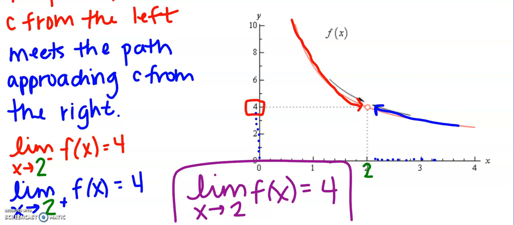Now again, doesn't matter that there's a big pothole here at 2, okay? Doesn't matter that we never actually get to the height of 4. It's about the intention, right? I am intending to end at 4 from the left and 4 from the right. My path approaching from the left is meeting up with my path that's approaching from the right. What I actually do when I get to 2 looks like I'm going to take a hop, skip, and a jump, and that's fine, but the limit exists, and the limit is equal to 4.